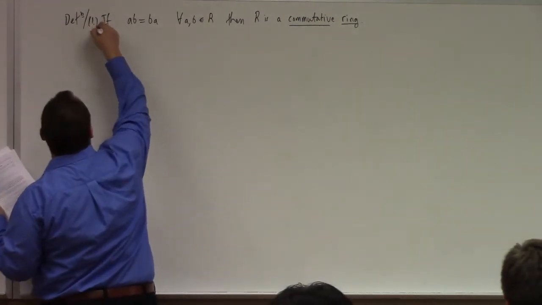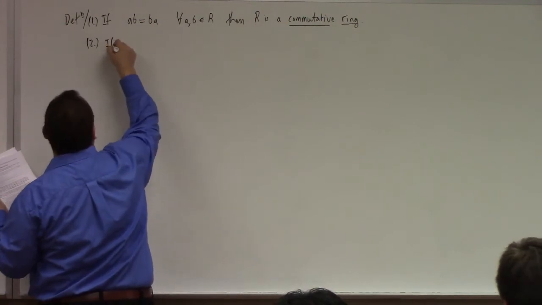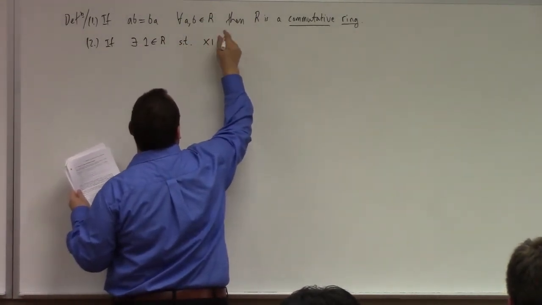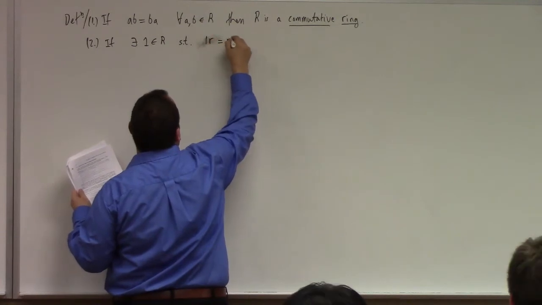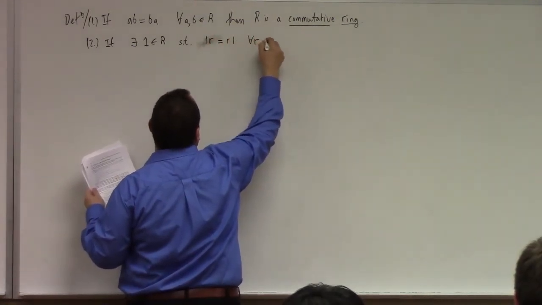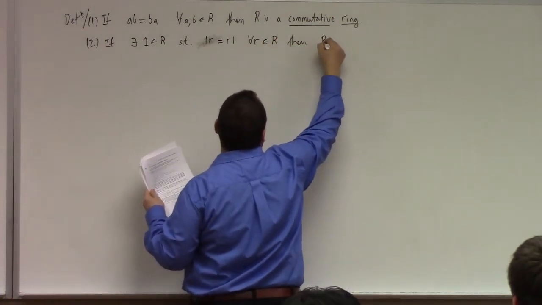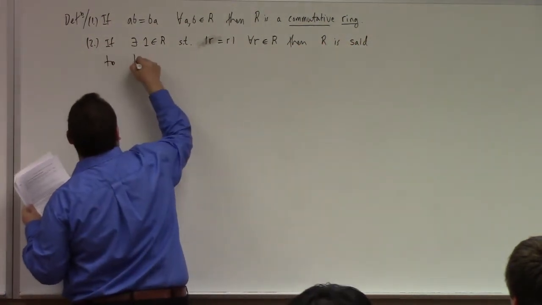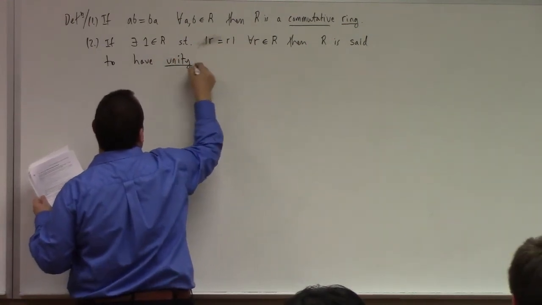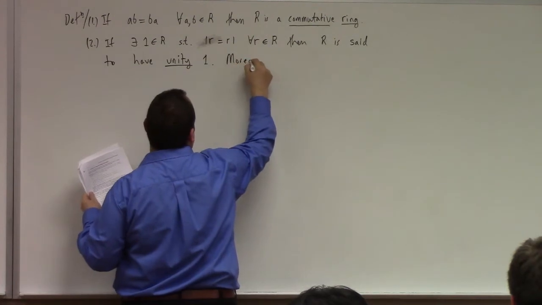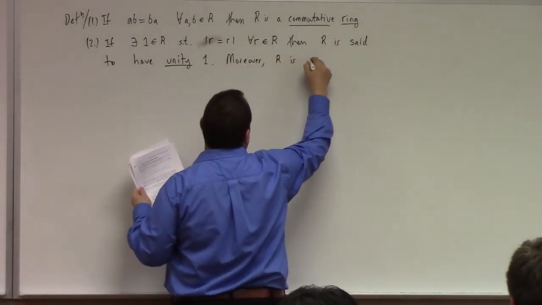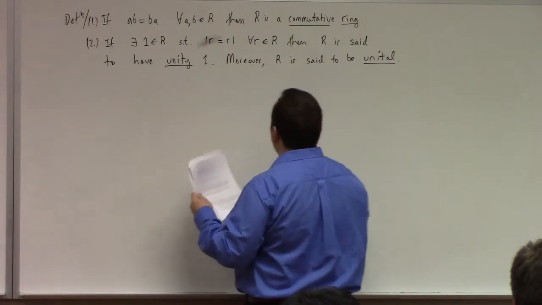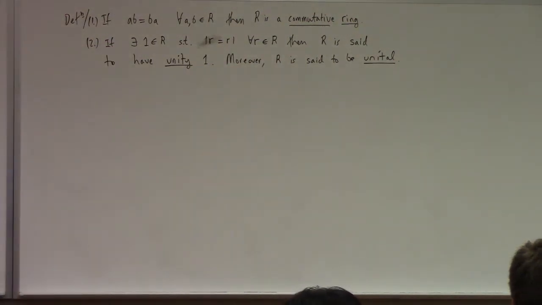All right, two, if there exists 1 in the ring such that 1 times r is equal to r times 1, which equals r, for all r in the ring, then R is said to have unity 1. Moreover, R is said to be unital. In other words, a unital ring is a ring with unity. All right?